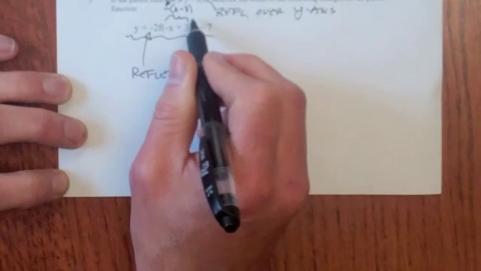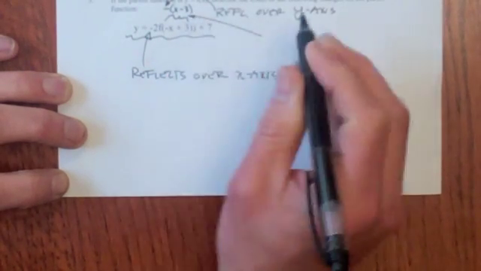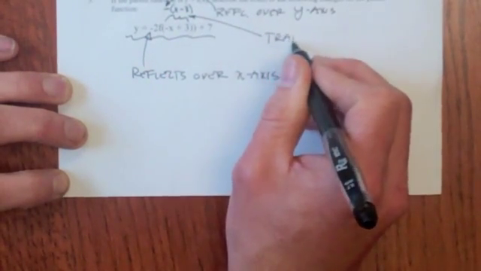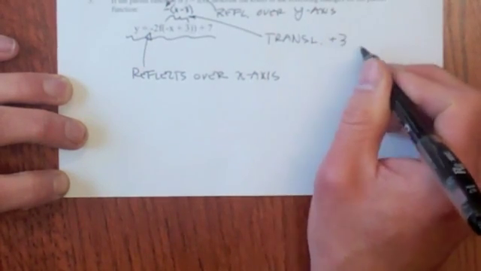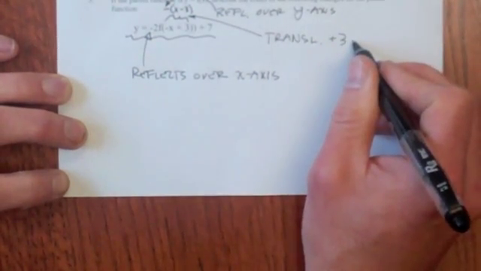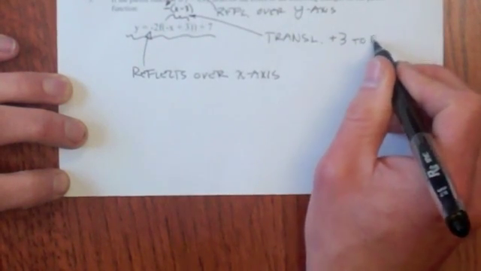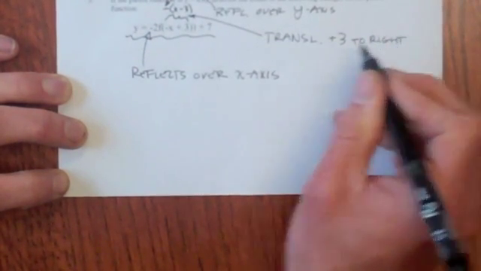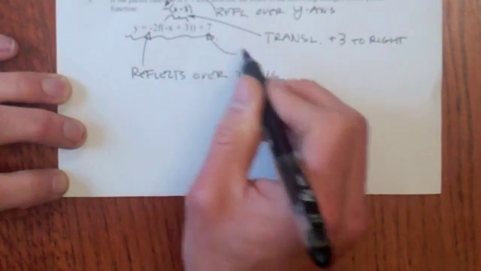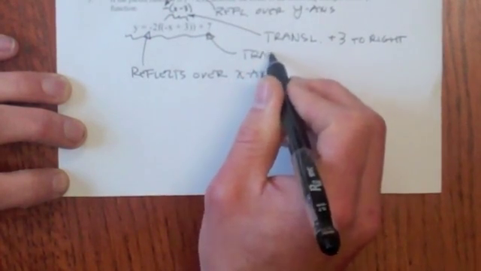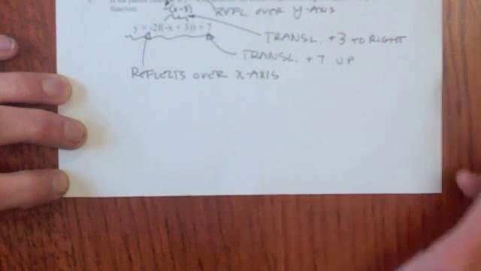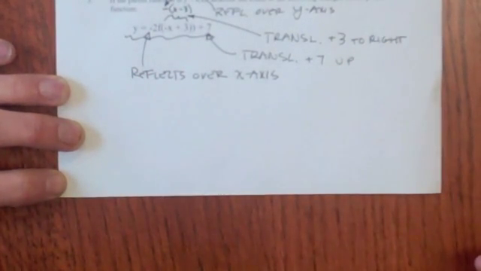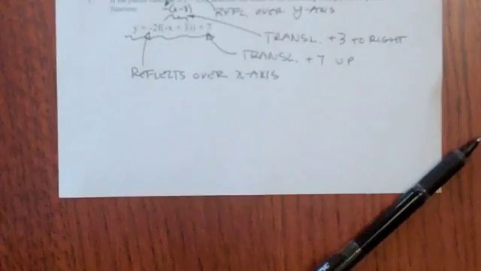And then this translates plus 3 to the right, and this translates plus 7 up. Okay? And I think that's everything. So there you go. Good luck on the test.